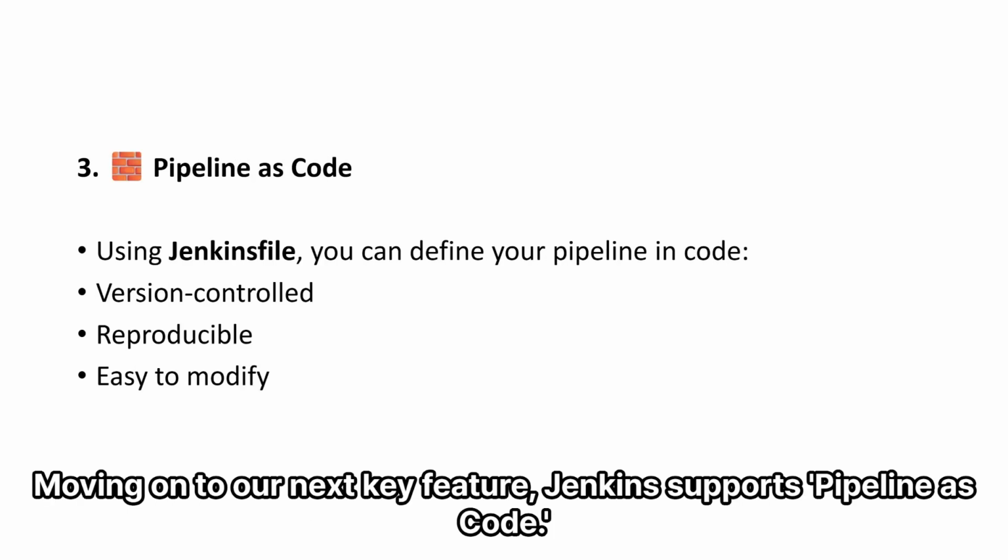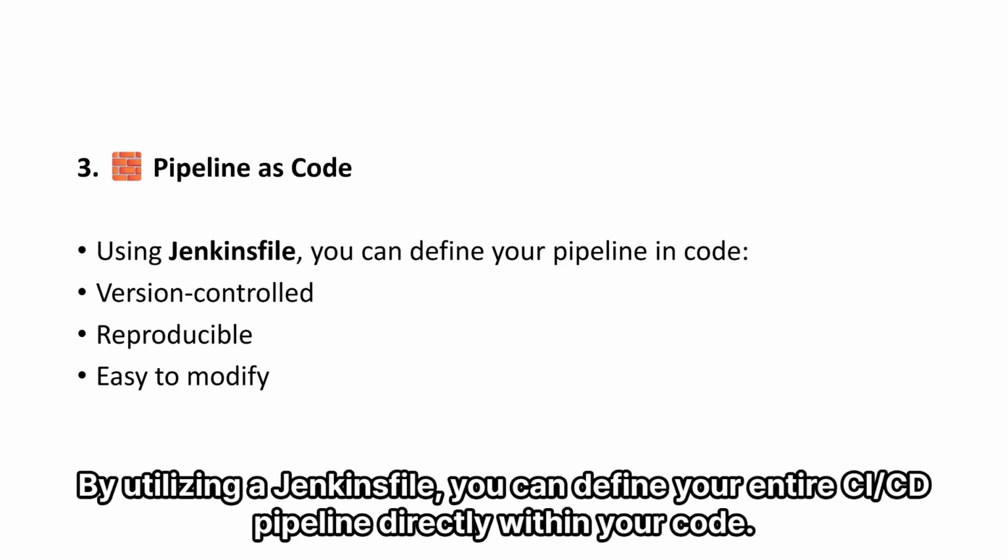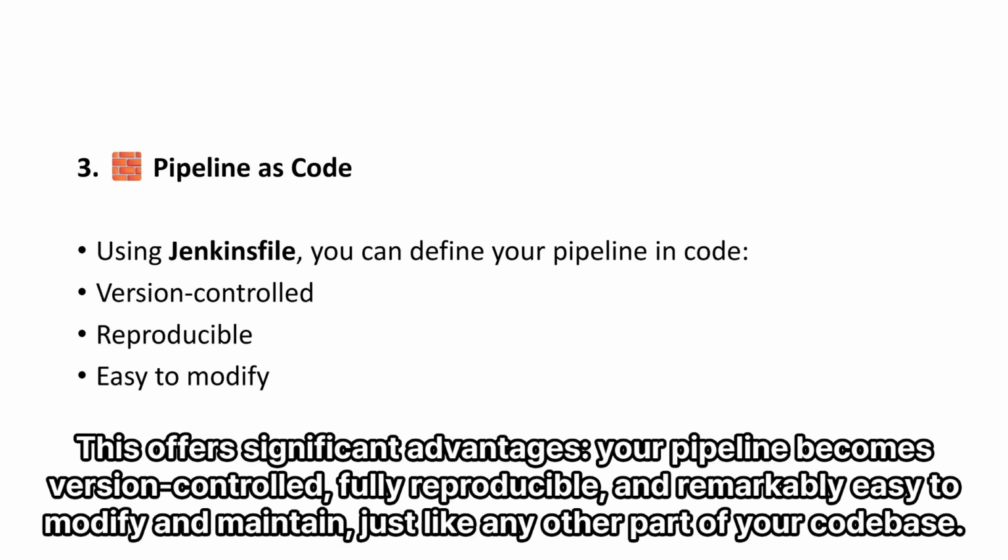Moving on to our next key feature, Jenkins supports pipeline as code. By utilizing a Jenkinsfile, you can define your entire CI/CD pipeline directly within your code. This offers significant advantages. Your pipeline becomes version controlled, fully reproducible, and remarkably easy to modify and maintain, just like any other part of your codebase.